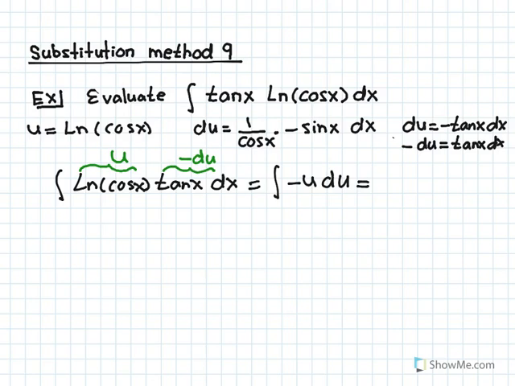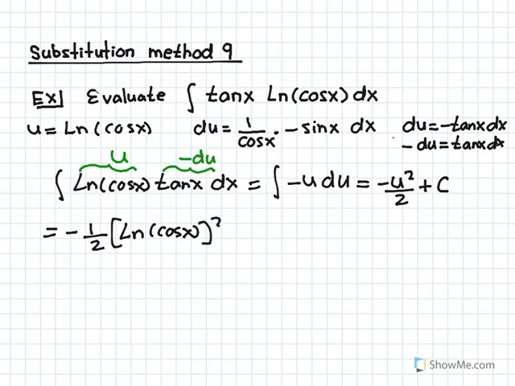And integrating minus u with respect to u is going to be minus u squared over 2, reversing the power rule, plus c. Now substitute u back in, and we get minus 1/2 log of cos x all squared plus c.